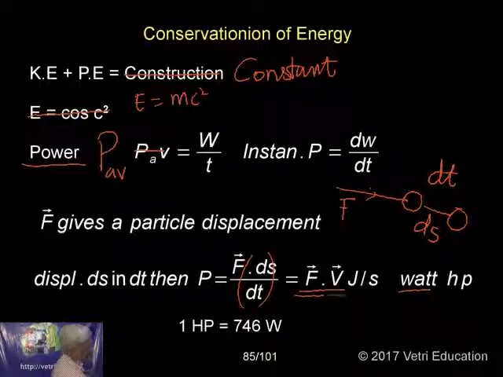Therefore, power can also be found out by using the formula F into V. This force may be multiplied by velocity. That is also giving the power. So unit of power is joule per second. We are not using joule per second. Usually we are using the power unit watt.